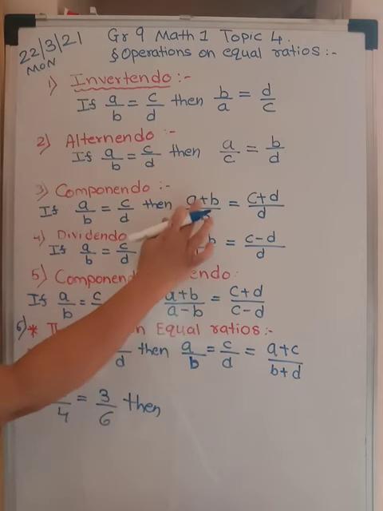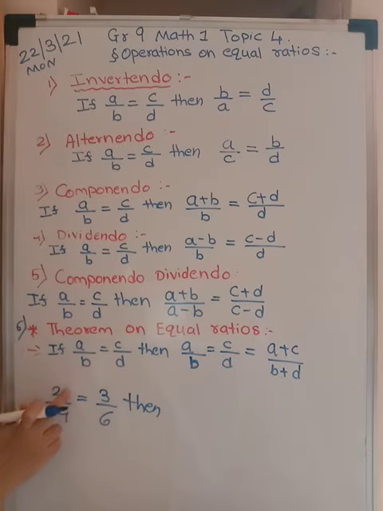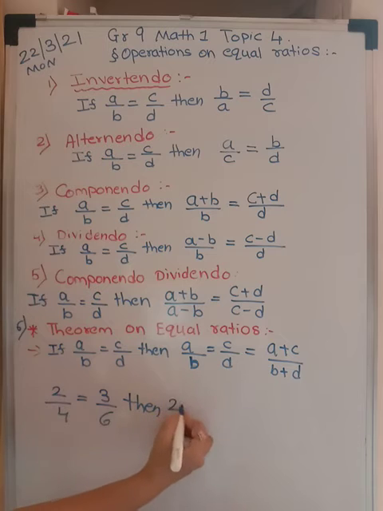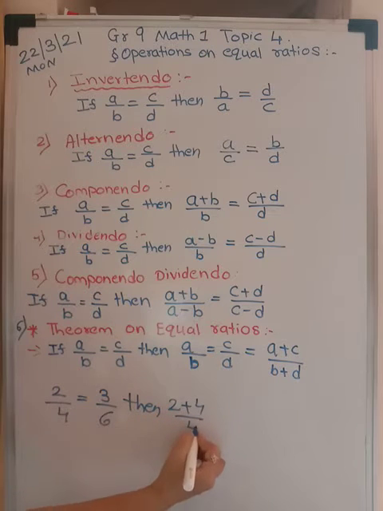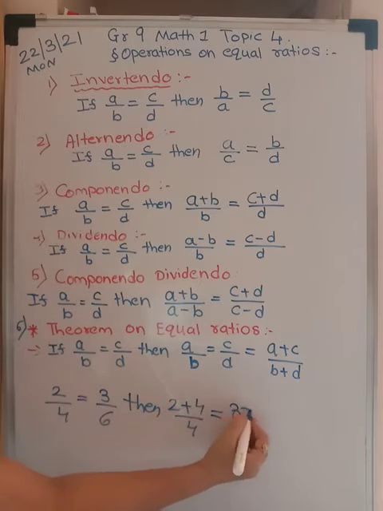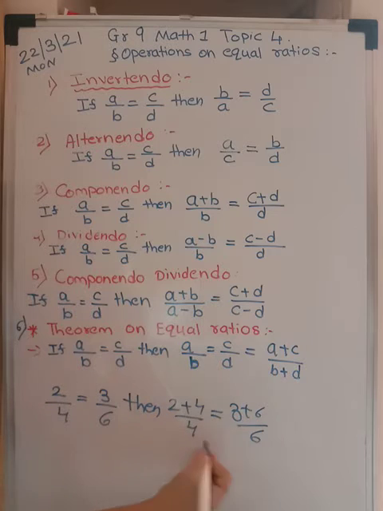Then see, A plus B upon B, that means 2 plus 4 upon 4. Then 2 plus 4 upon 4 is also equal to 3 plus 6 upon 6. Let us check if these two ratios are equal. 2 plus 4 is 6, so we have 6 upon 4. And this is 9 upon 6.